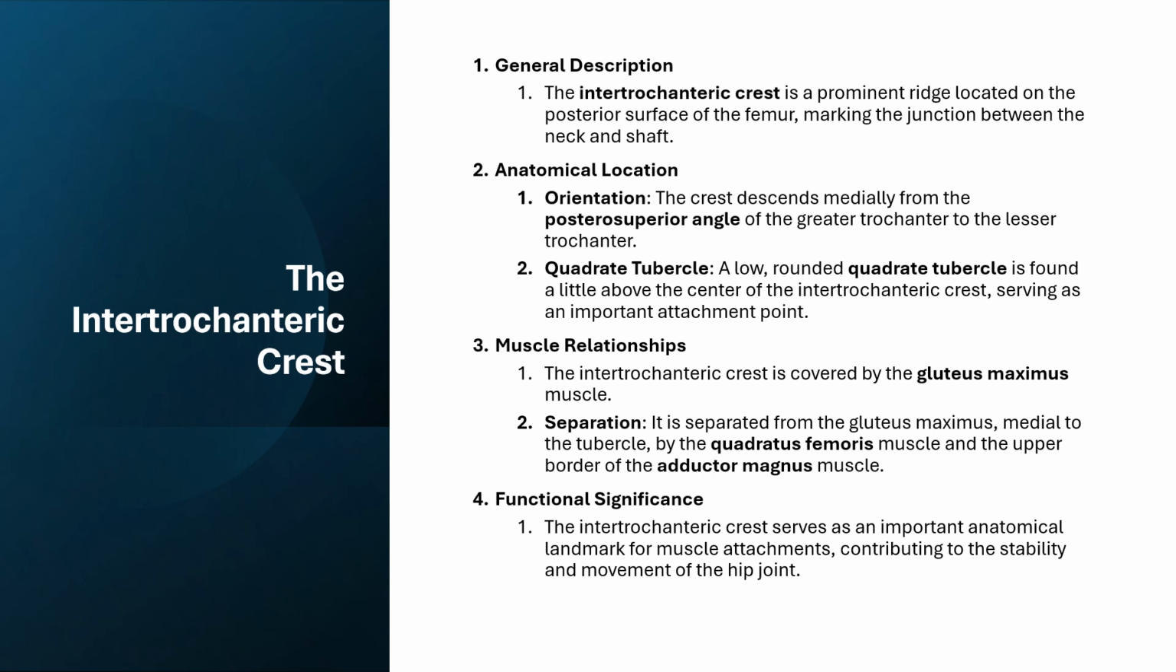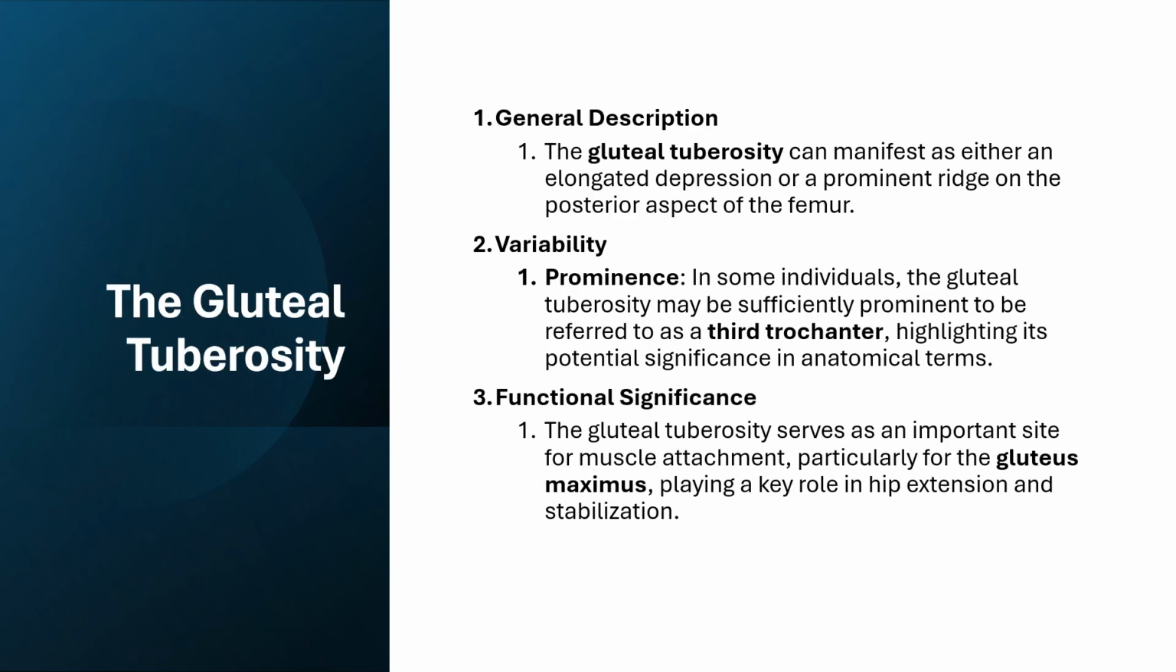Muscle relationship: the intertrochanteric crest is covered by the gluteus maximus muscle. It is separated from the gluteus maximus medial to the tubercle by the quadratus femoris muscle and the upper border of the adductor magnus muscle. Functionally, the intertrochanteric crest serves as an important anatomical landmark for muscle attachment, contributing to the stability and movement of the hip joint.